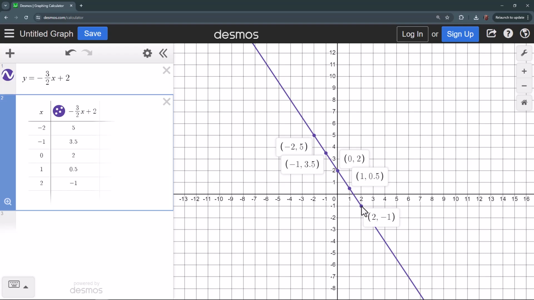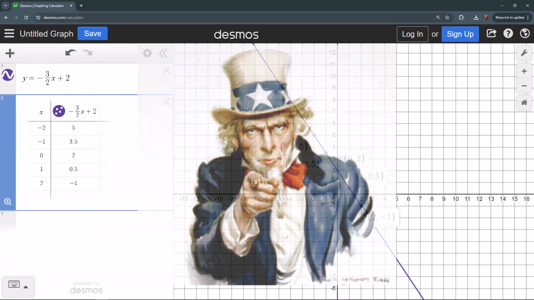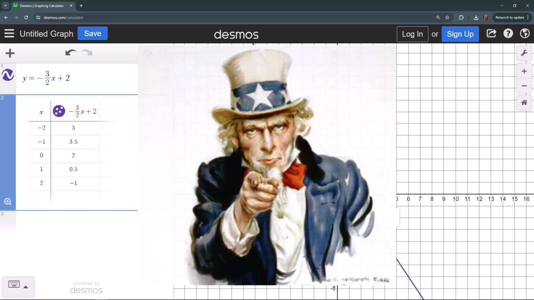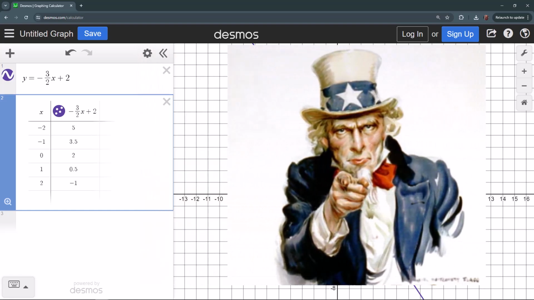Now, you need to go to Desmos and try this yourself. This online tool will be available for you to use on all the exams for this course, including the final end-of-course exam. It is critical you know how to use this tool very well.